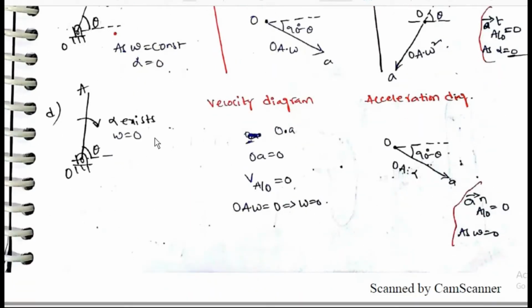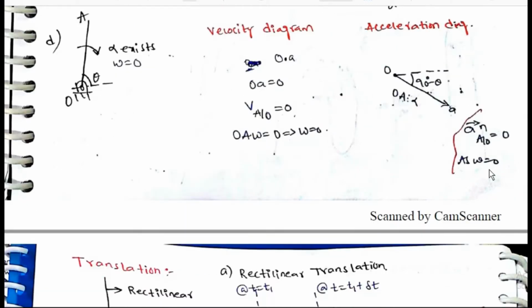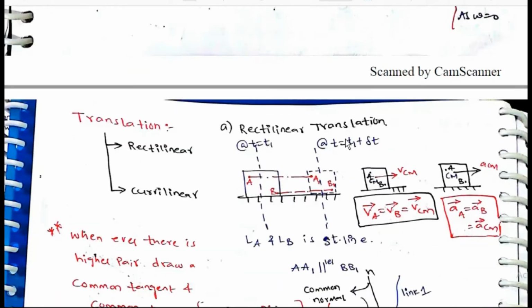Alpha exists, omega is 0. Velocity diagram: VA by O is equal to OA omega, which is equal to 0, as omega is equal to 0. Acceleration diagram: OA alpha in this direction. So A by O normal component is equal to 0 as omega is equal to 0 at that point.